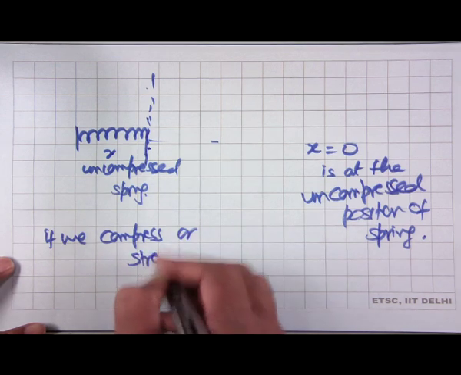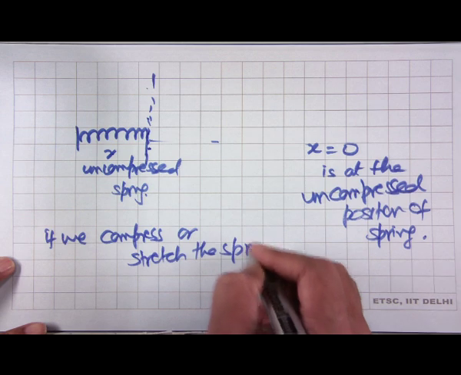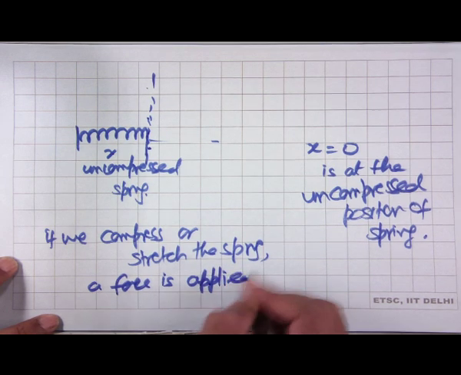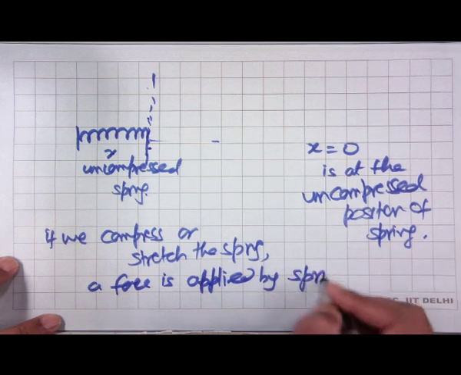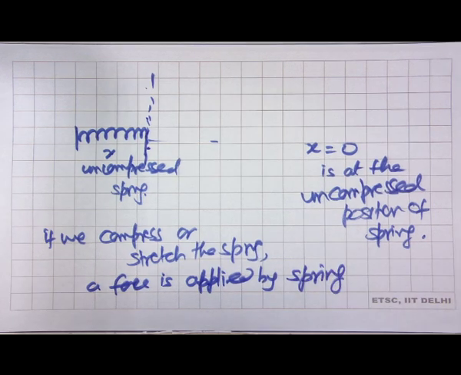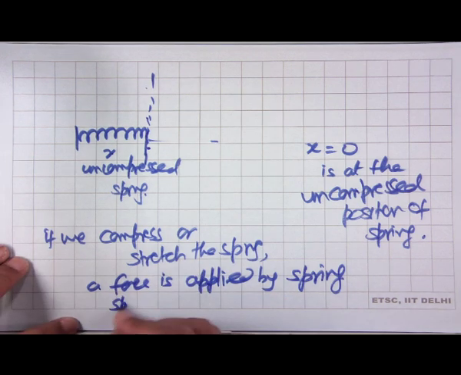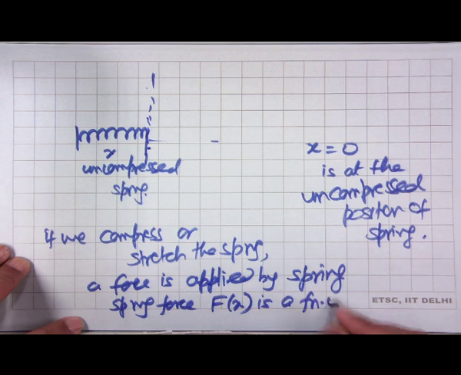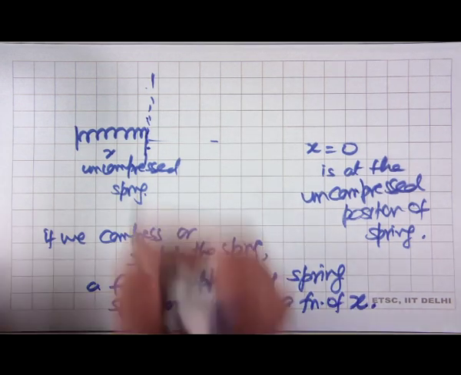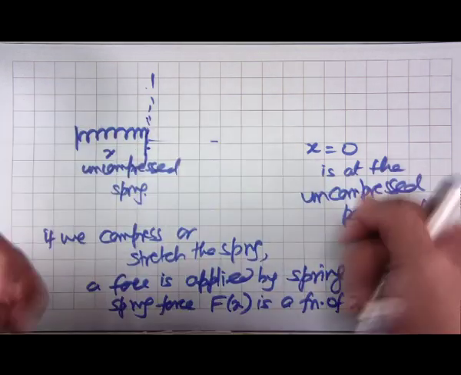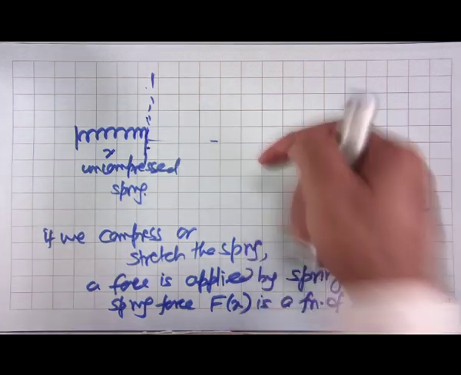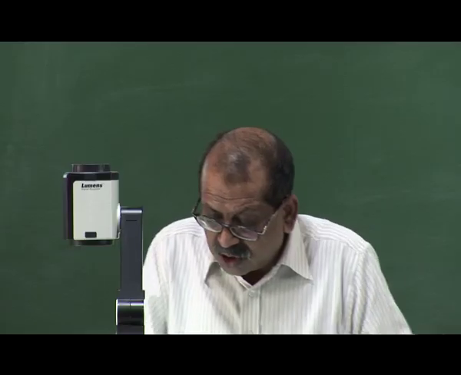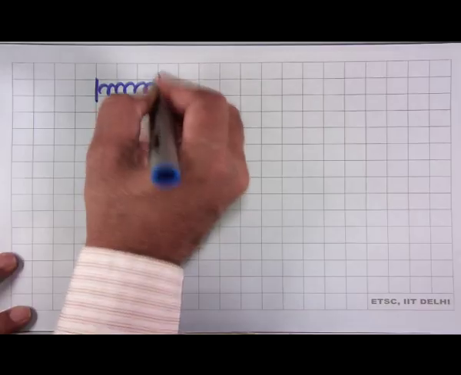Now, what we know about a spring is that if we compress or stretch the spring, a force is applied by the spring, and the spring force, if I write it f of x, is a function of x. So, x is equal to 0 is the uncompressed position of the spring. So, when x is 0, there is no force of the spring, but let me draw this again. So, this was the spring, this is uncompressed.